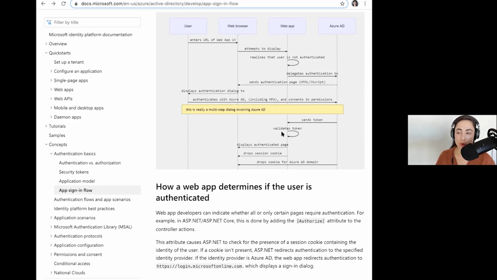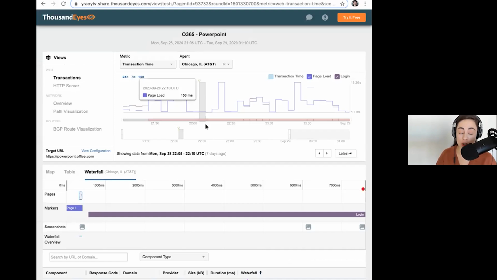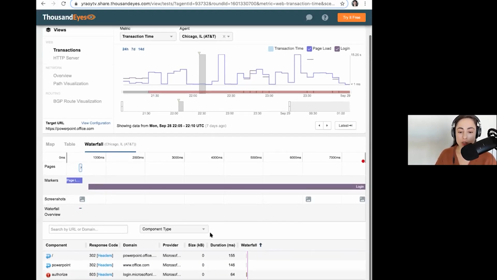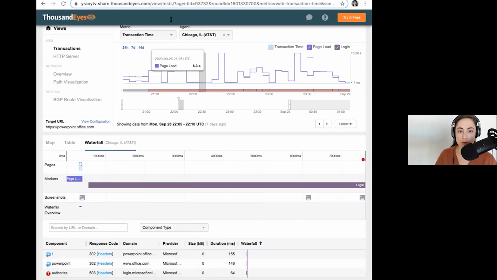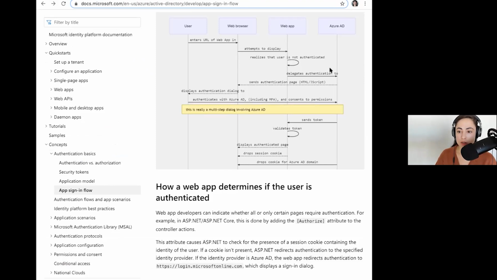So there's a pretty significant series of interactions that needs to occur in order to successfully gain access to the application that I want to reach. And so what was interesting was that during the course of the incident, yes, we were seeing 503s. So, effectively the application was simply breaking here. So the redirect to Azure AD was just getting back a service unavailable.